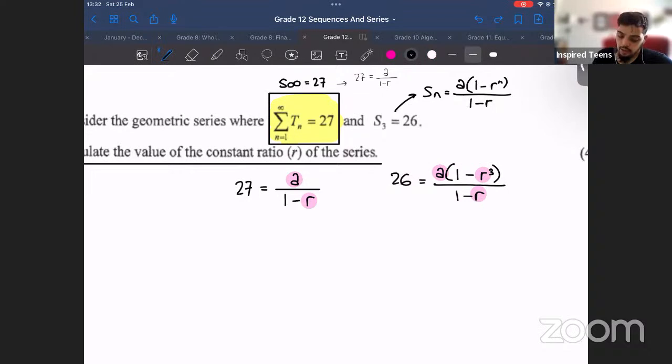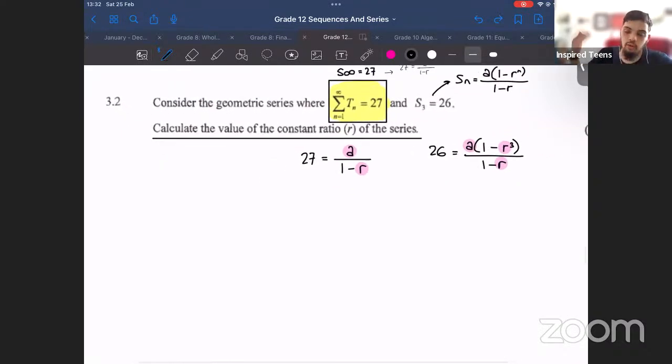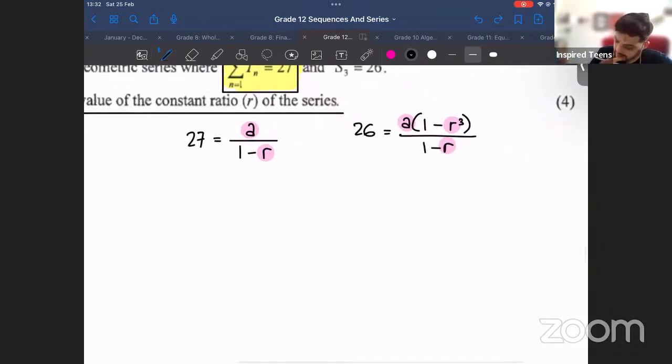So we are going to isolate a variable and solve simultaneously. This is like a simultaneous question, but you see how much harder they can get. It's algebra that they're testing here. Compared to an arithmetic simultaneous question, those are a little bit easier actually. So I'm going to isolate a here: 27 times 1 minus r is equal to a. I'm not going to open this up because I can see a 1 minus r there, so it might cancel. Wherever I see a, I'm going to substitute that.